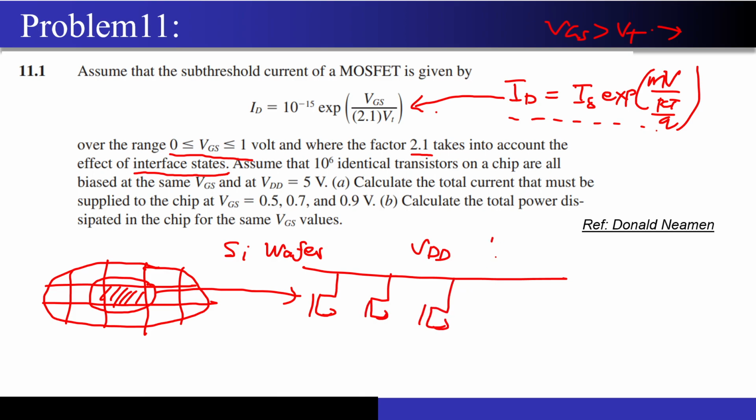And how many MOSFETs do you have? 10 to the power 6. A lot of MOSFETs are there. Let's say this is my VDD, and this has been given as 5 volts. So now, why is this problem so important?